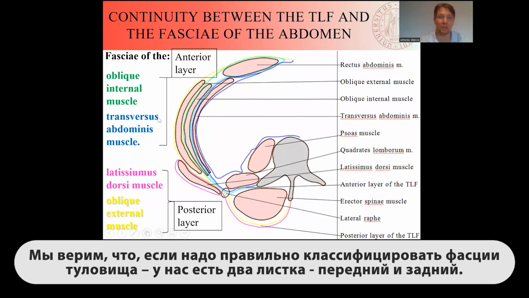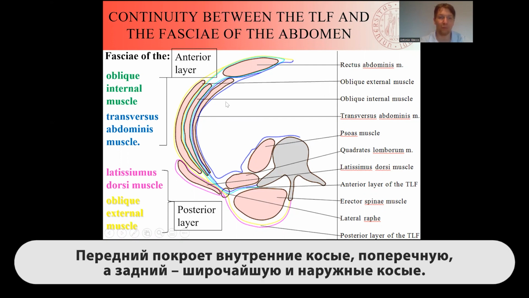So our proposal is this. We believe that if we want to classify properly the anatomy of fascia, we have an anterior layer and a posterior layer. The anterior one has the internal oblique muscle, the transverse abdominal muscle, and for the posterior layer, we have latissimus dorsi and the external oblique muscle that will generate the posterior part.